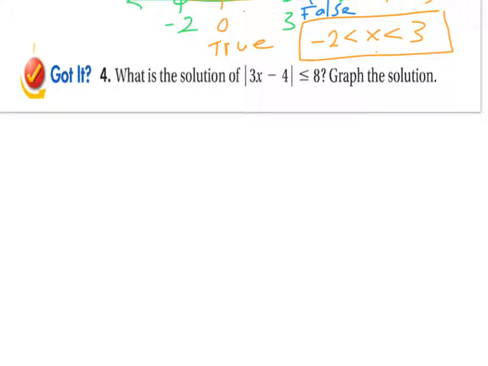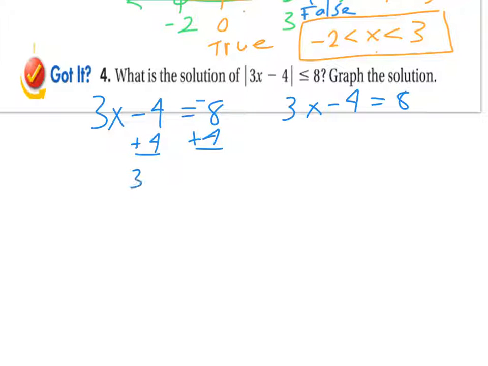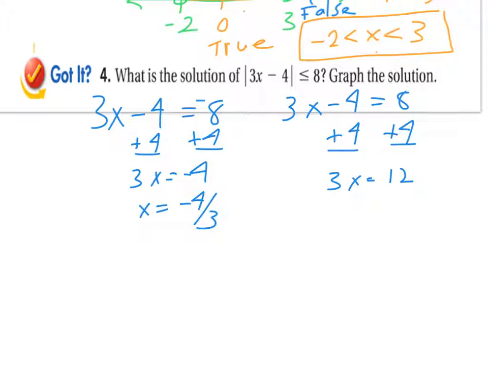Okay, so taking a look at this one, again, I'm going to stick with the method of changing this to an equation. So 3x minus 4 equals negative 8, 3x minus 4 equals a positive 8, and then solving those, we add 4, we get 3x equals negative 4, divide by 3, x equals negative 4 thirds. Here we add 4, we get 3x equals 12, divide by the 3, we get x equals 4.